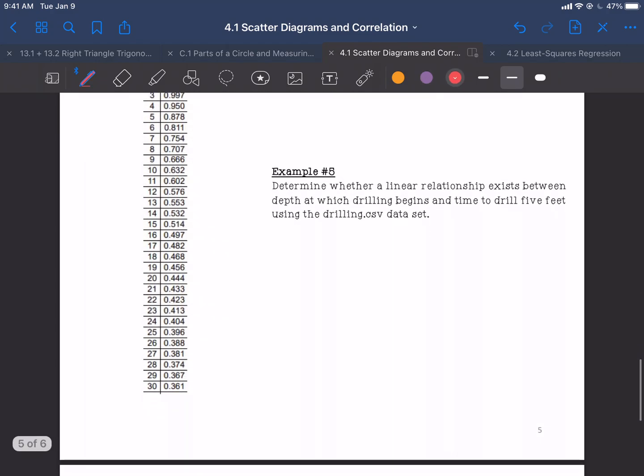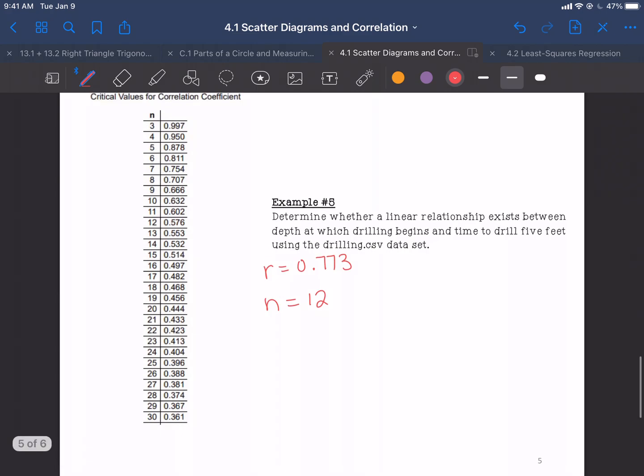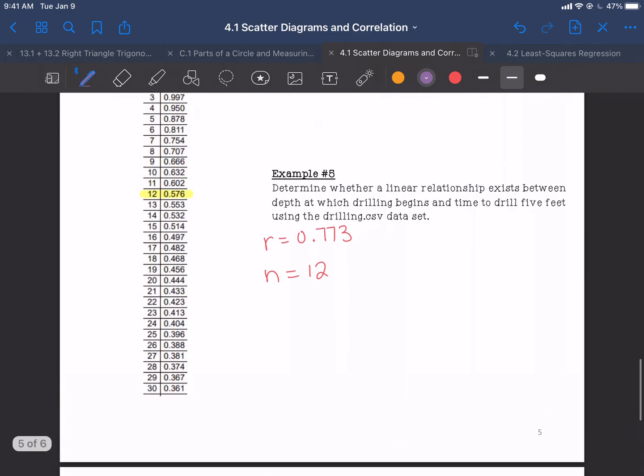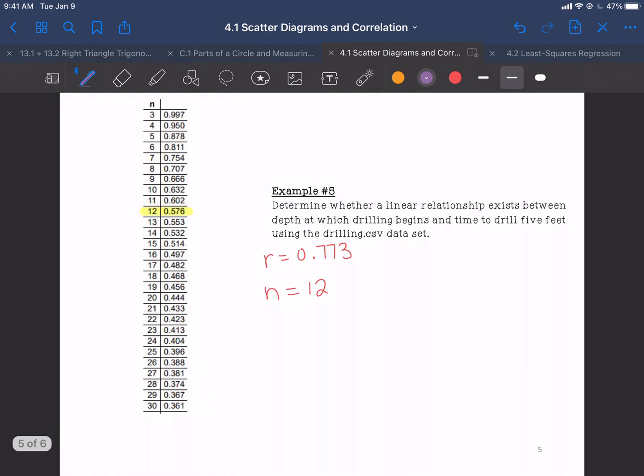So if we're using that drilling data, we just said that R was equal to 0.773, and the sample, N, is equal to 12. All right, we had 12 different samples. So what we're going to do is go to the table, and when N is 12, our critical value is 0.576. All right, so the reason we take the absolute value, because remember, we could have a negative linear association.